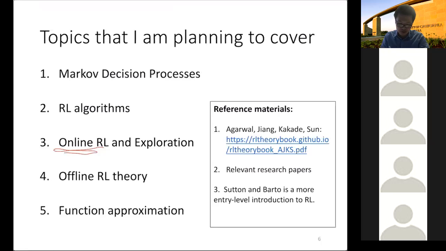Right, so it is a very interesting set of recent theoretical results, and then I'll talk about offline reinforcement learning, and also the focus will be on theory. So we'll talk about what we can do if we do not have access to the environment at all, but rather have a data set that's given.